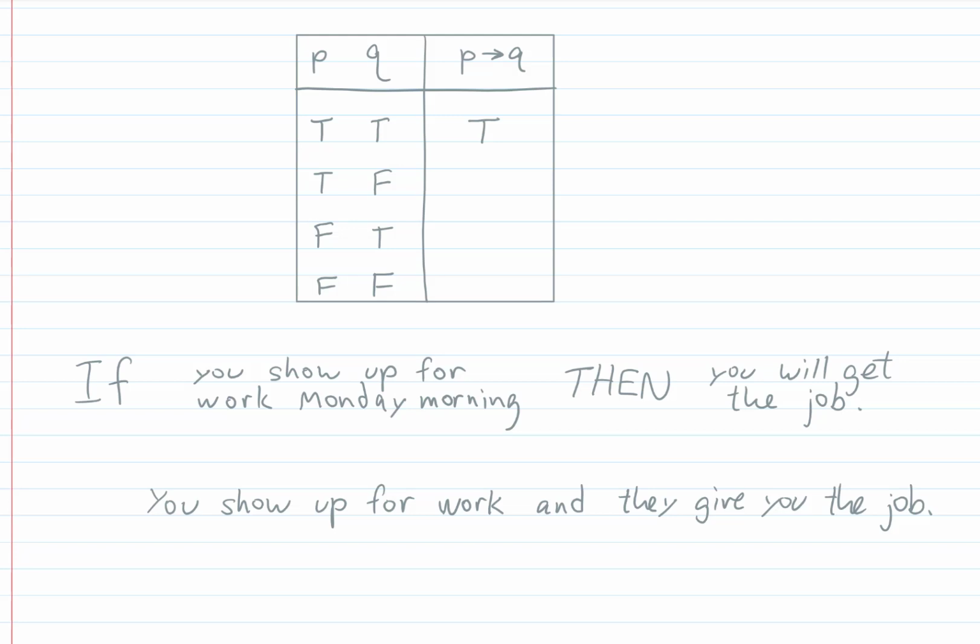All right, now let's look at the next combination. You show up for work and they don't give you the job. Well, what would you think about what the employer had said during the interview? Would you say that he had been honest or that he had told a falsehood? Well, the evidence in this case would lead you to say that he had told a falsehood, right? He said if you showed up for work, you would get the job. And you showed up for work, but you didn't get the job. So what he said turns out to have been false.